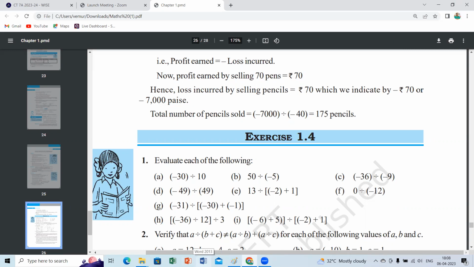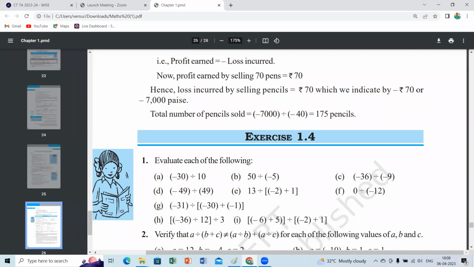Now, coming to the G bit. Anubhav, what is the denominator part in the G bit? Ma'am, the denominator is the sum of negative 30 and minus 1. Ma'am, 31. Which sign? Minus 31. Negative 31. Then negative 31 divided by negative 31 is? Ma'am, positive 1. Very good.